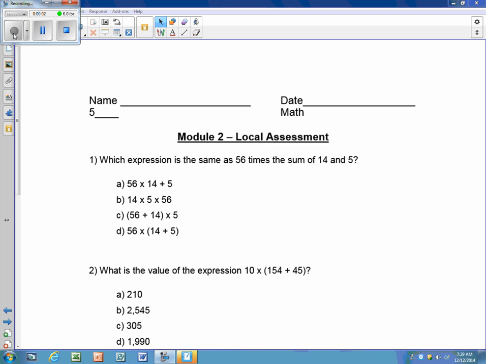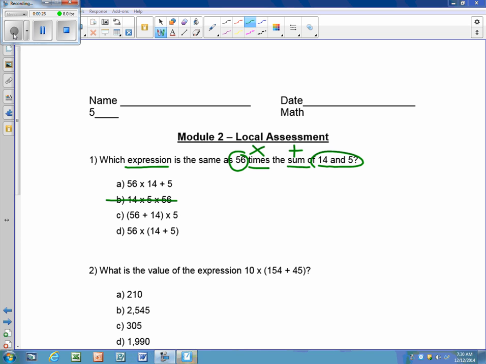This is the Module 2 end of module review. The first question says, which expression, remember expressions have no equal sign, is the same as 56 times the sum, which means I'm adding, of 14 and 5. So I know I have to add those two together. When I look through, I see that every one of my choices has multiplication and addition except for this one, so I can cross out letter B.